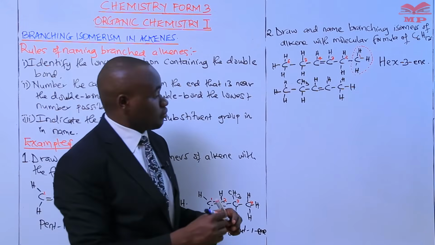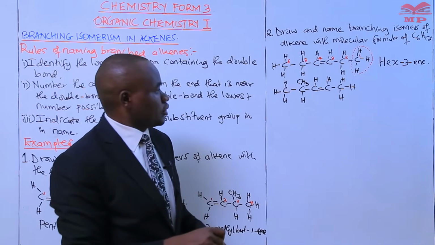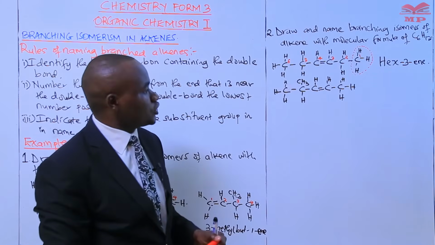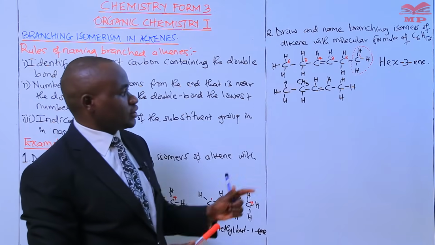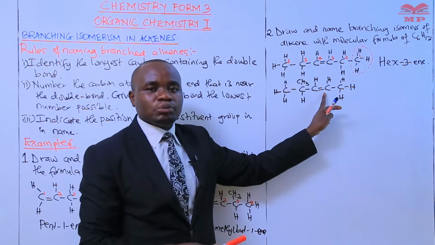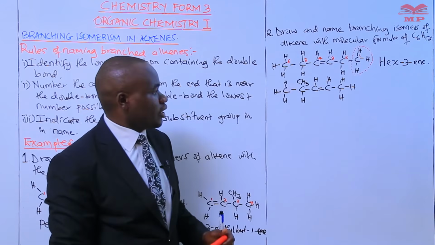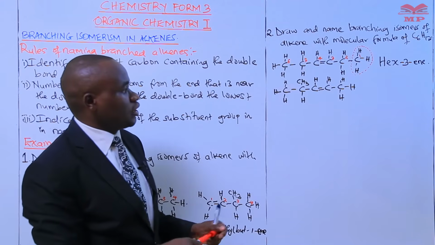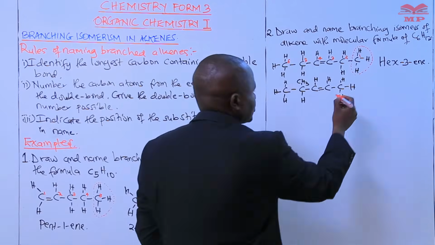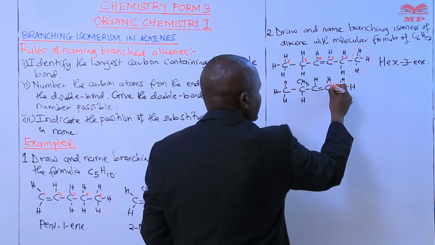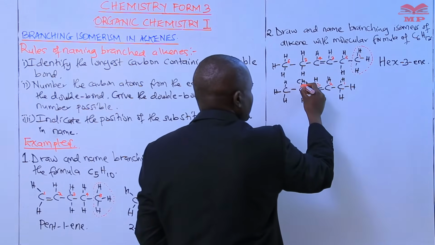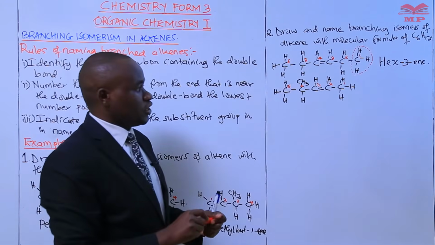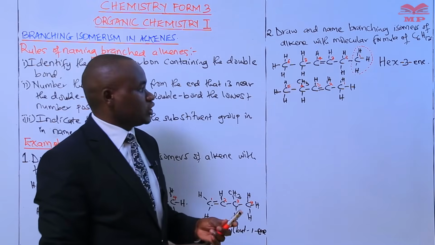Let's try and give the name. The rules we follow, you number from the end that is near the double bond. So learner, if you look at this structure here now, the double bond is near our right hand side. So we shall begin to number from the right going towards the left. So this will be labeled as carbon 1, carbon 2, carbon 3, carbon 4, and then carbon 5, like that. After which, you can now give the name of that branched alkene.